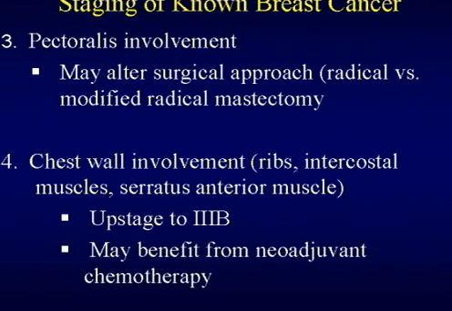And the two things you need to look at is the pectoralis muscle and also if there is any chest wall involvement. And if there is pectoralis muscle involvement, then the surgery is changed from a modified radical to a radical mastectomy. If there's chest wall involvement, the surgeon will not be able to get negative margins, and therefore this patient again will get chemotherapy up front.